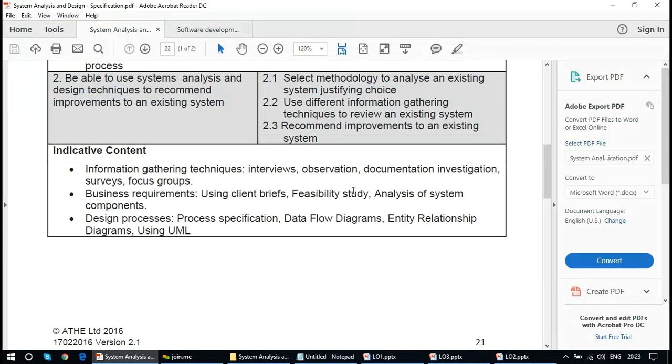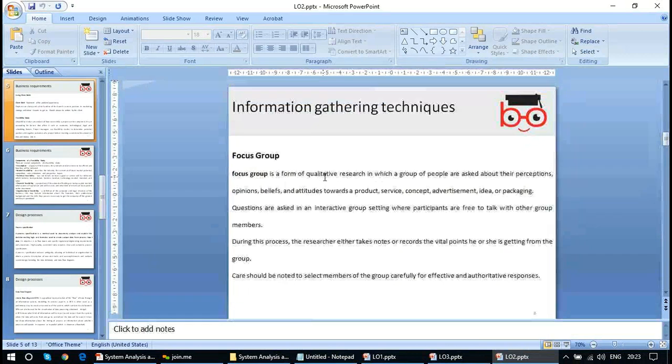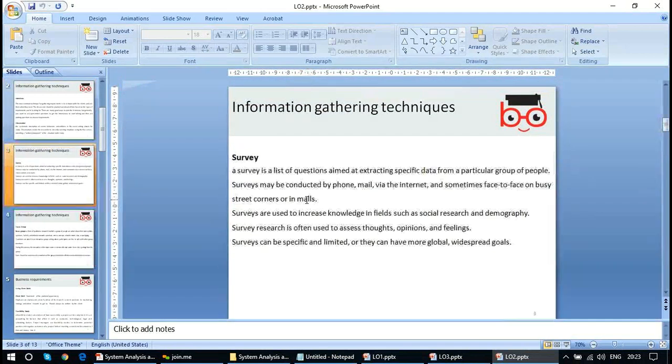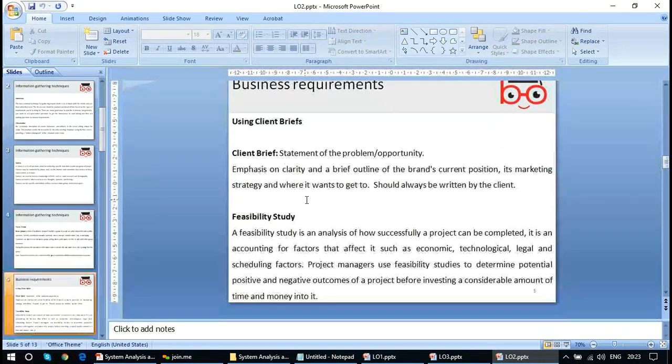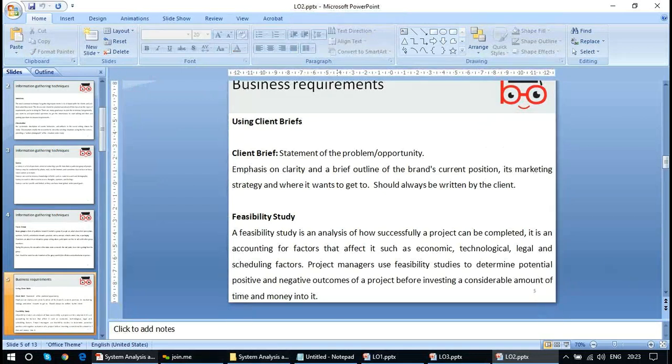After describing how to get the requirements, they have just jumped into the topics. However, these topics, like how to gather information using interviews, observation, surveys, focus groups, and client briefs, that's the full stop here, right?